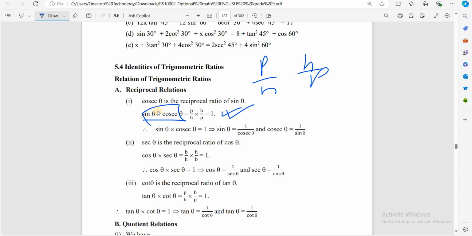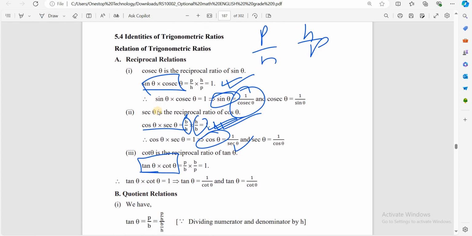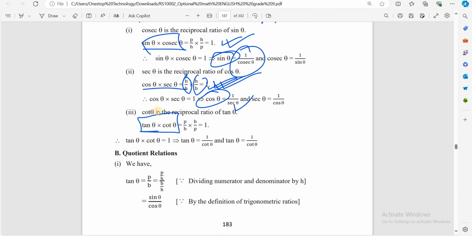Similarly, sec into cos is 1. So the sec value is just the opposite of the cos value, and we get the value 1 if we multiply these two. So wherever cos comes, we can write 1 by sec, and wherever sin comes, we can write 1 by cosec. Right? Similarly, we have that for tan and cot too. So there are 3 values we need to remember: sin, cos and tan, and we can easily solve for cosec, sec and cot. So this thing you have to remember.